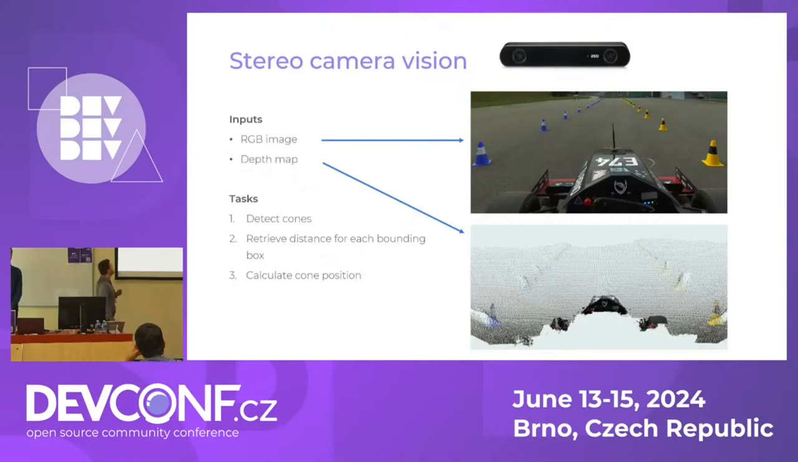For camera vision, we are using convolutional neural networks for detecting objects. Basically, for us, we need to detect only the cones on the left and right side, so it's quite easy to train. With the help of the stereo camera we are using, we have a depth map of all the pixels we are seeing, and basically we detect objects. We have bounding boxes of the cones on the left and right side, of course, and then we sample from the depth map what is the distance from the camera of these cones. After that, from the distance from the camera, we can calculate what is the position of the cones around us.